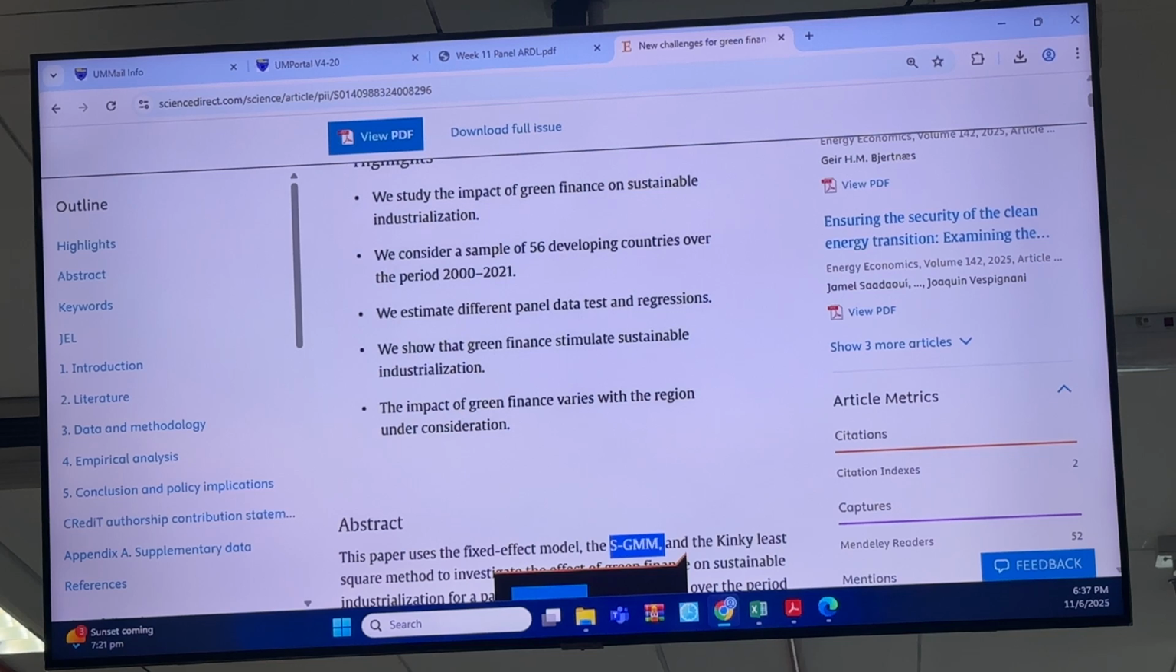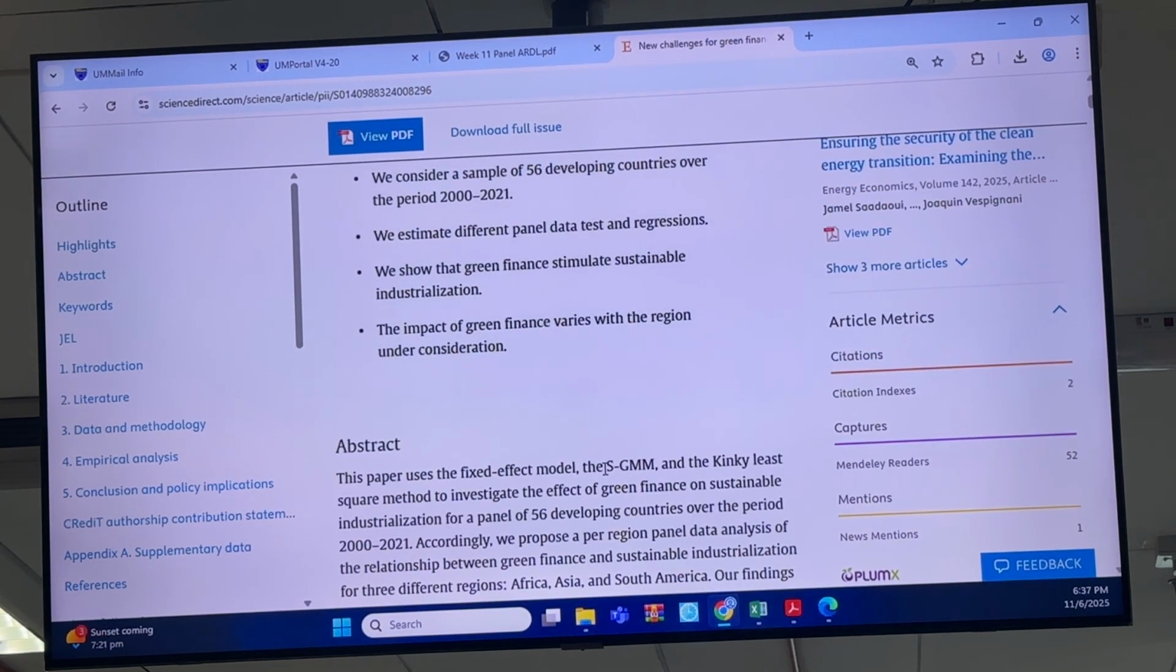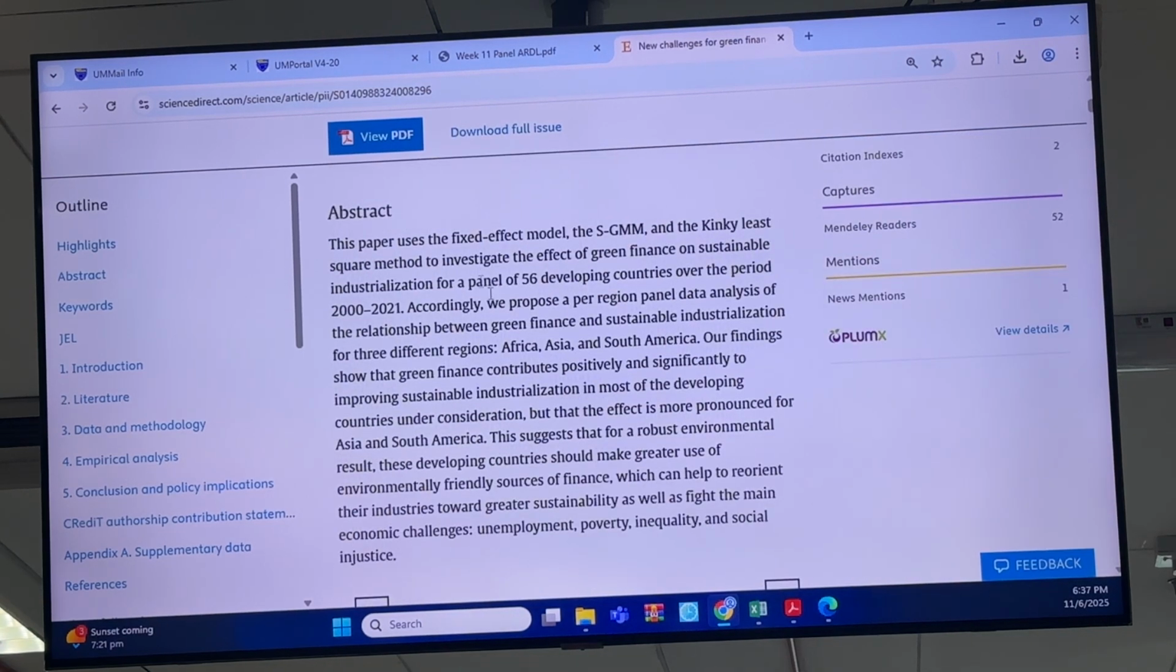Yeah, because for the micro panels, normally they say if you have over 50 countries, you have to use what we call the system GMM. You can use fixed effect, random effect, but the much more appropriate approach is the system GMM. This is normally applied in micro panel analysis. Okay, this is for you to go through.